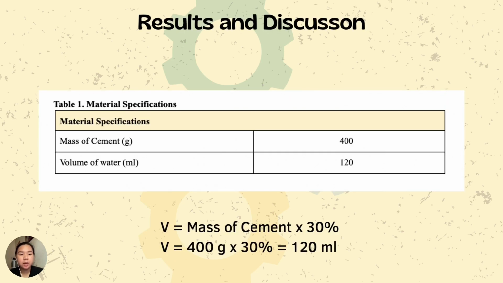First is the table or the data sheet that we have presented. First is Table 1, which is entitled Material Specifications. Here we have two data: first, the mass of cement, which is equal to 400 grams, and lastly the volume of water, which is equal to 120 ml. In order to get the volume of the water, we multiplied 30% to the mass of cement, and that is equal to 120 ml.